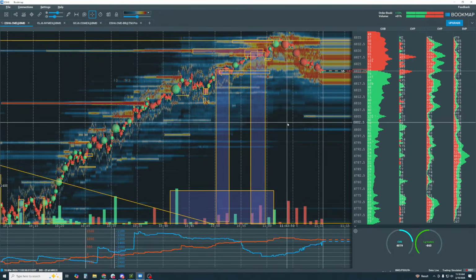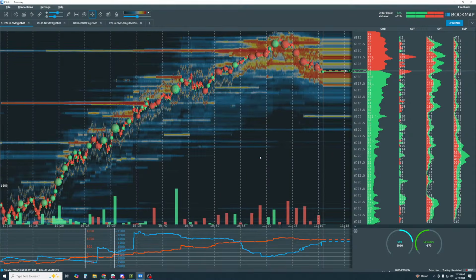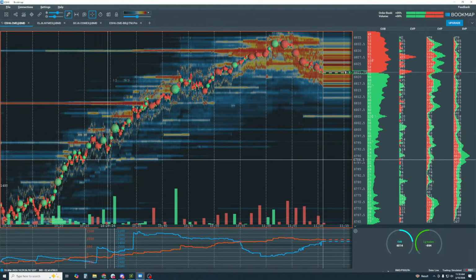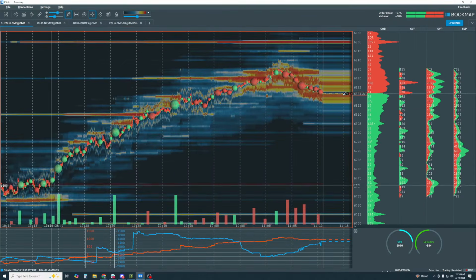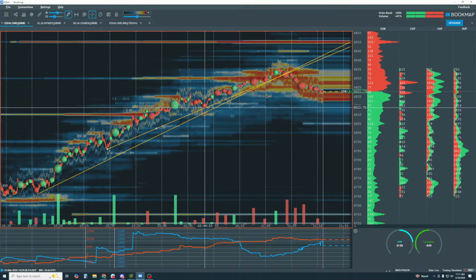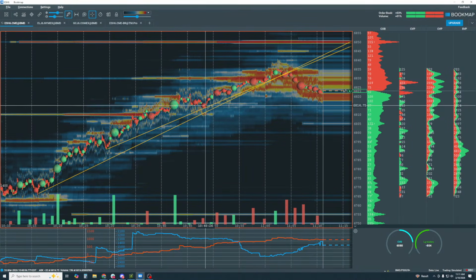Okay, so we kind of missed it, as I was explaining all that. So let's go back here. Let me clear all the drawings off, and then we can put in our diagonal lines in here. Okay, now they're going to be about the same area. So let's get rid of this one.